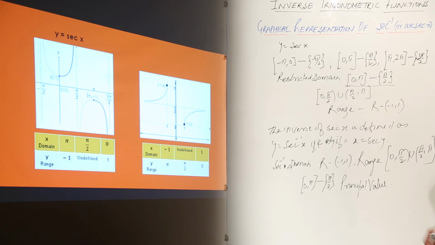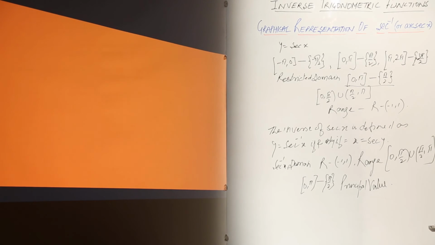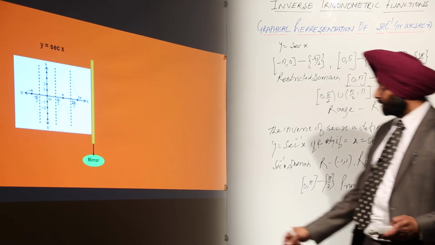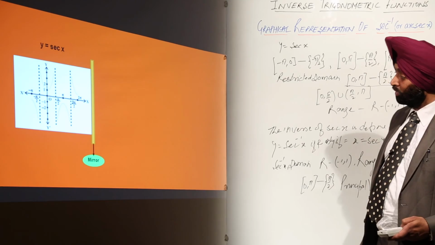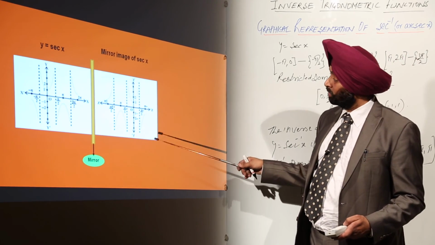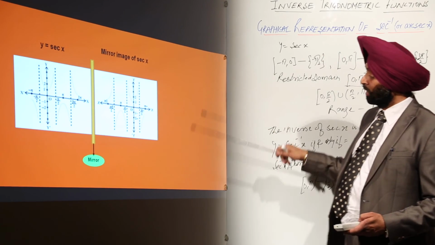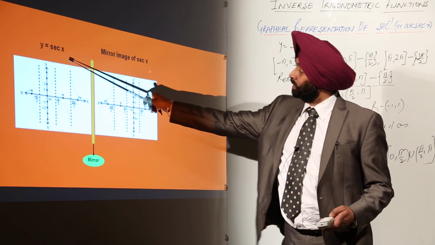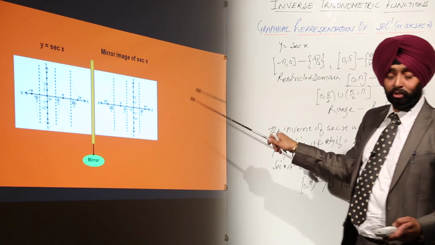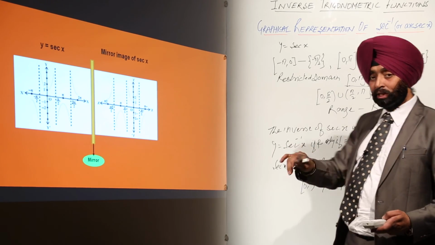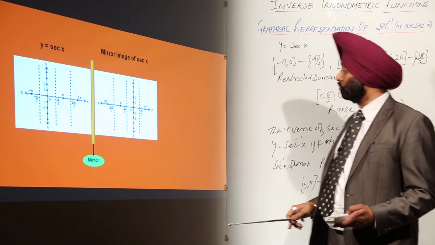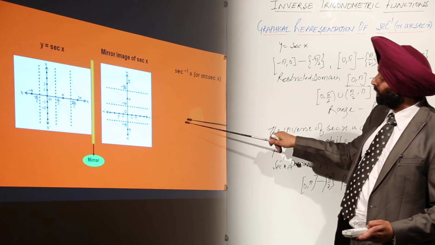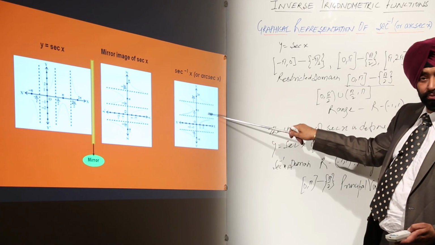Okay, now let's move on to a recap. Here we have y is equal to secant x. Then this portion is acting as a mirror. For this part, this is the mirror image. Now we are changing y to x and x to y. That's why, if y is equal to secant x, then this can be the graph for y is equal to secant inverse x, because we have changed the axes, y to x and x to y. So here we are changing the axes.